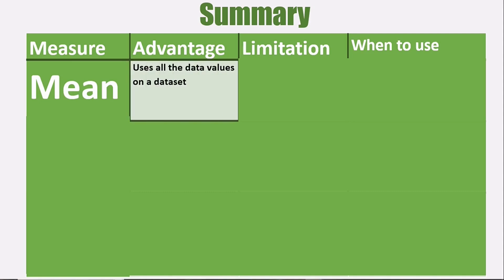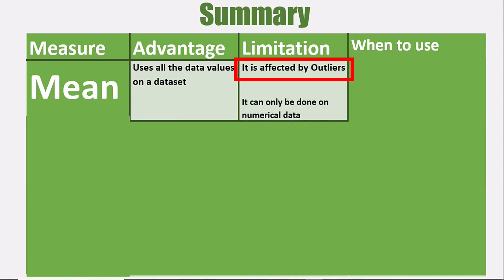The biggest advantage of the mean is that it uses all the data values in your data set. And that's actually the reason why the mean is the most popular measure of central tendency. But the limitation is that it is affected by outliers since it uses the entire data set. Outliers are data points with values that are way too big or too small compared to the rest of the values. So if you have such a data set, then the mean might not be a good measure for you. And also, it can only be done on numerical data. That is another limitation of the mean.